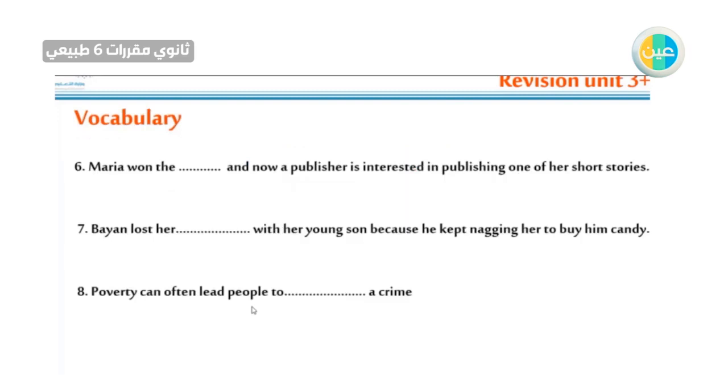Maria won and now a publisher is interested in publishing one of her short stories. So Maria won what? Race, match, competition, or game. Since there is publishing and a book, so it is what? Yes, competition. It is not game, it's not match, it's not race.